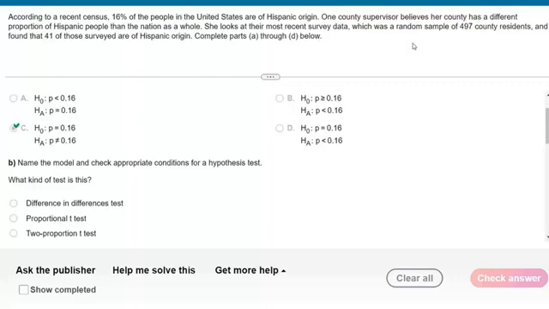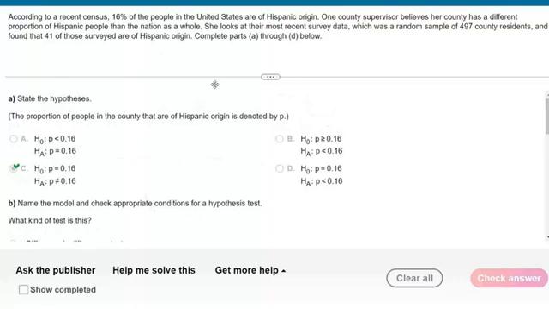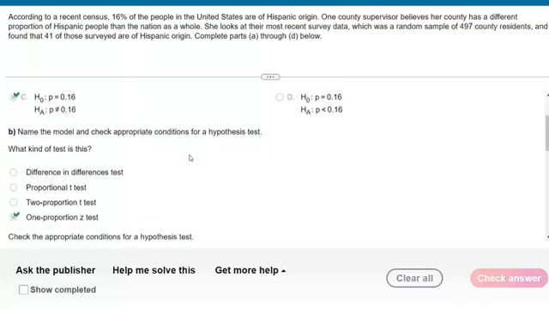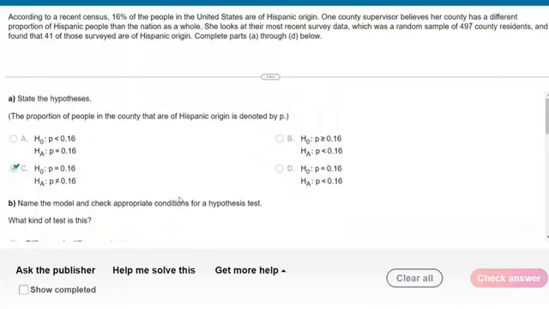One person says that they think their county has something different than 16%. So they look at their most recent survey data, which is a random sample of 497 county residents, and found that 41 of those displayed Hispanic origin. There are different numbers here, but there's one proportion, right? We're talking about the percent of our county or our local area or the United States that is of Hispanic origin. So we know that this is a one sample, one proportion z-test. That's one of the parts of this question.